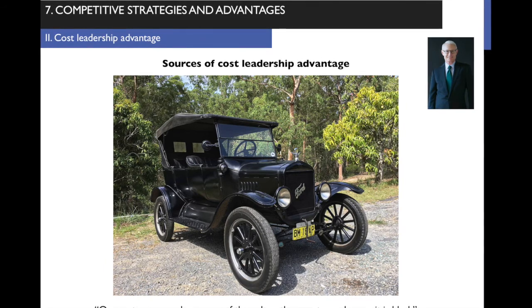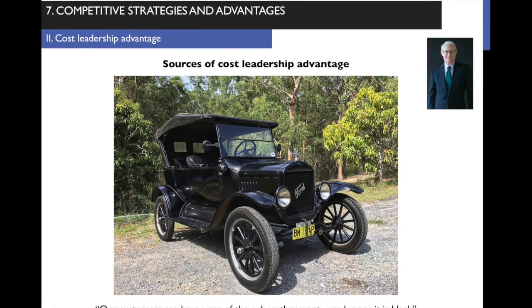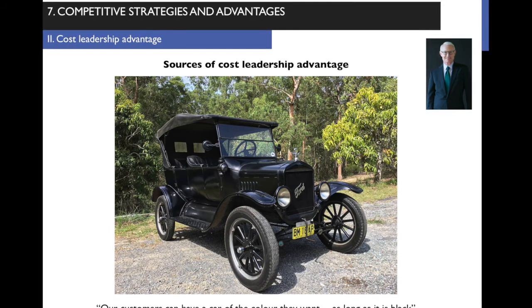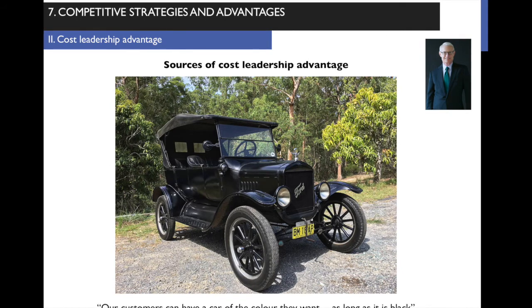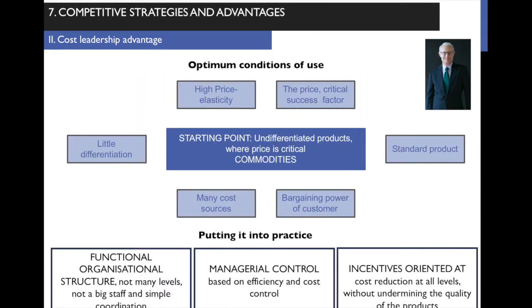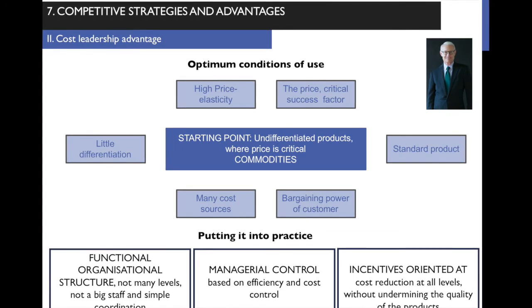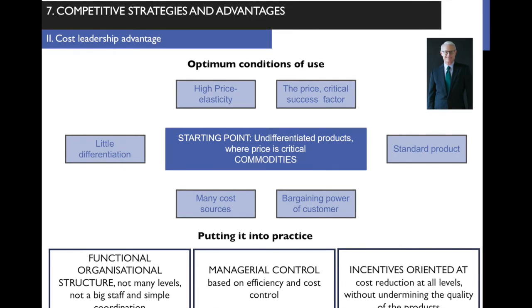So look, many different sources of cost reduction were aligned in this Ford Model T. This is the reason why this was the car which made automotion, which made cars popular in the United States. Look, when is it especially optimum to use cost leadership advantage? Well, the starting point, undifferentiated products. When the product cannot be differentiated, so price is critical. There's an extreme we call commodity.